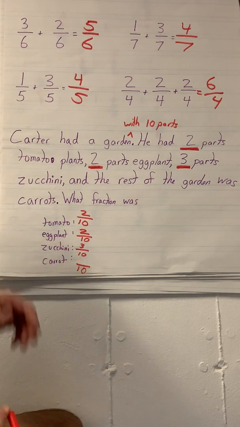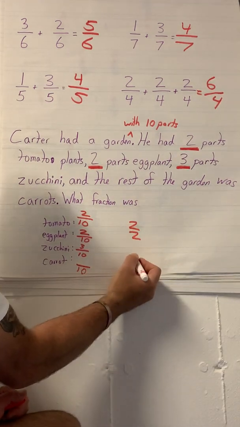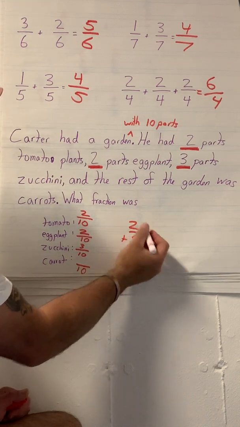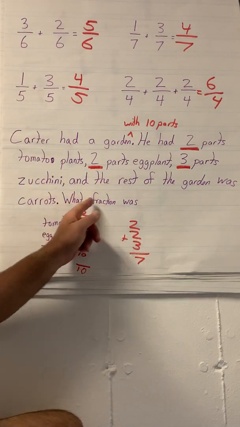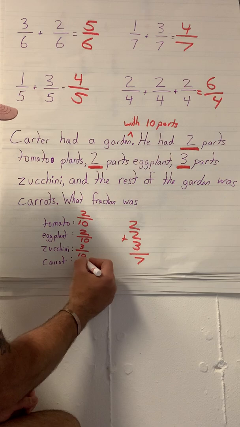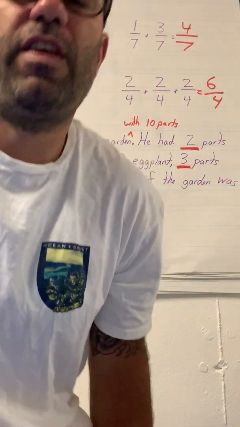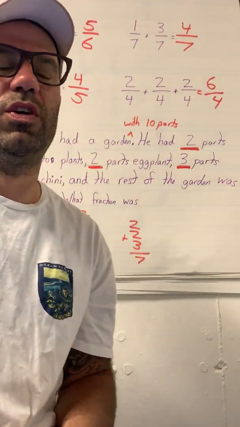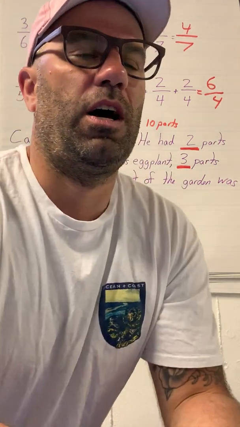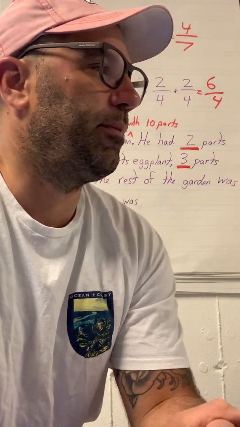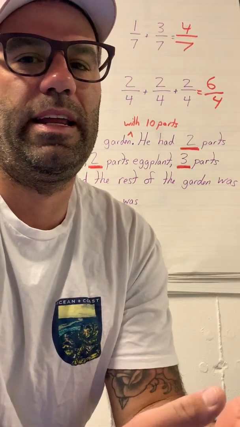All right. So if I had 2 parts tomato, 2 parts eggplant, 3 parts zucchini, if I added those up, 3, 4, 5, 6, 7, I have 7 parts. That would mean if the rest was carrots, it would have to be 3 parts, because 7, 8, 9, 10. So today's lesson, basically, you're going to have to add some fractions, and you're going to have to be looking for information that you would need, or eliminating extra information that you don't need.